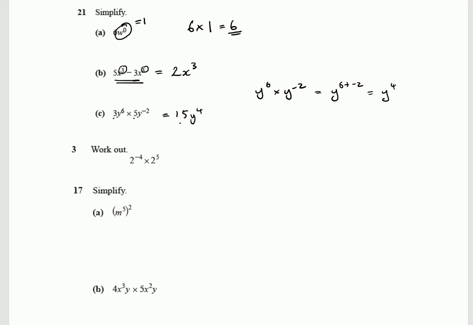In the next question, I'm going to use that same rule again. If I multiply these 2's, I'm going to add their powers. So this is 2 to the power of minus 4 add 5, and that is 2 to the power of 1. A common mistake here is to think I also have to do 2 times 2, which of course would be 4. That is not correct. Just as y to the power of 6 times y to the power of minus 2 ended up being y to the power of something, 2 to the power of minus 4 times 2 to the 5 ends up being 2 to the something.